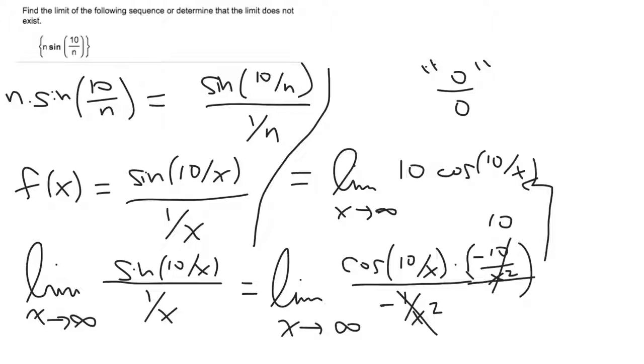And so now this is just a matter of thinking about where each thing is going, working inside out. 10 over x is going to 0 as x goes to infinity. So this is going to 0. But cosine of 0 is 1, and 10 times 1 is 10. So my final answer here is that this is equal to 10.